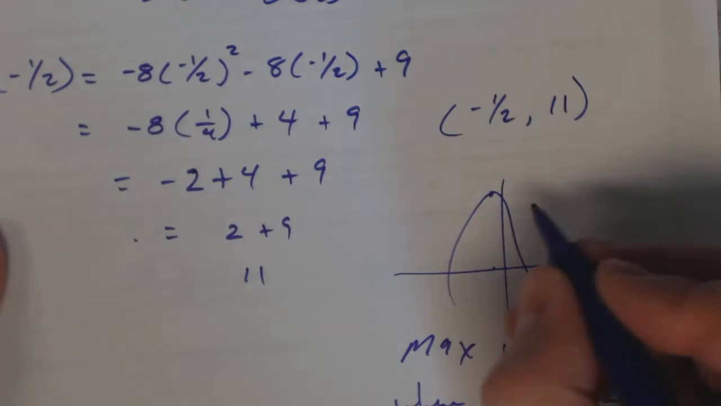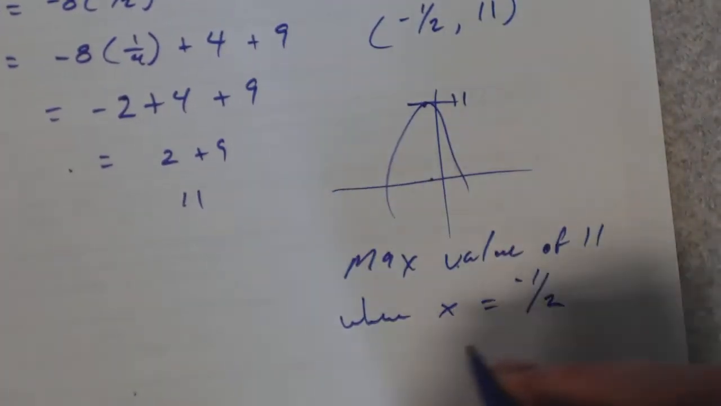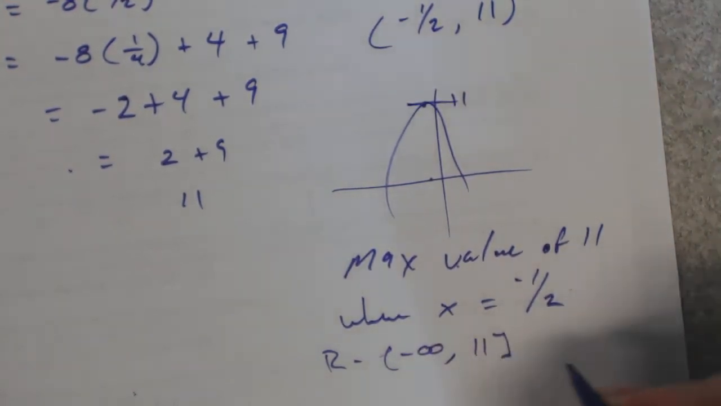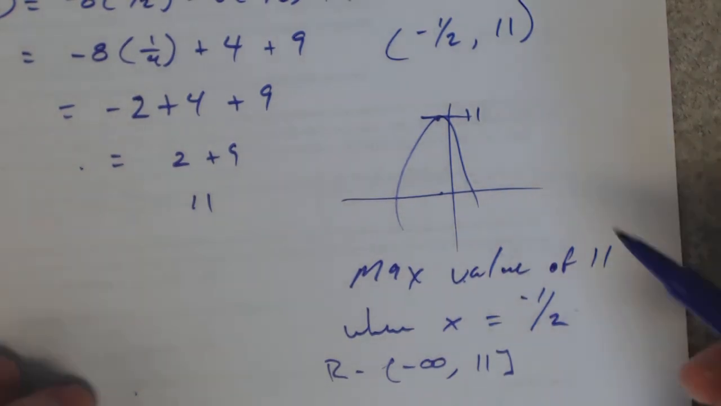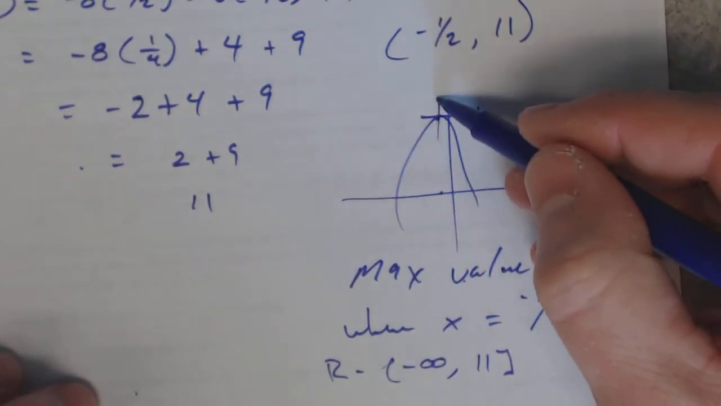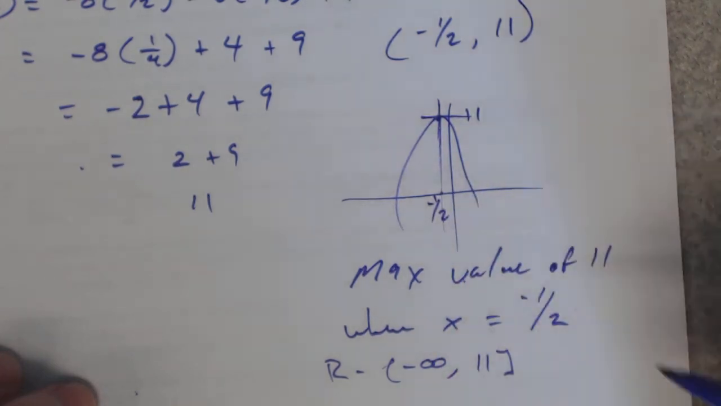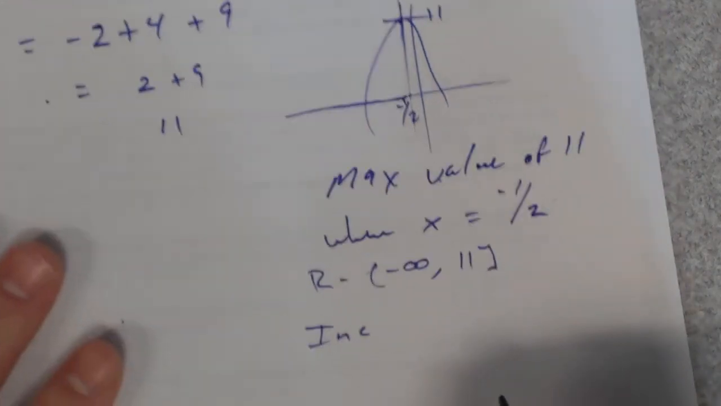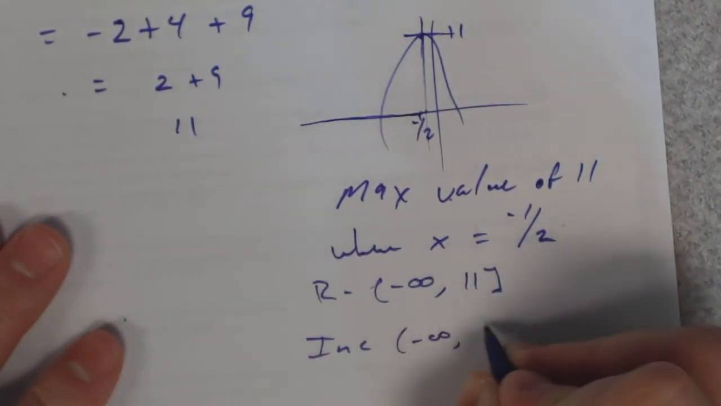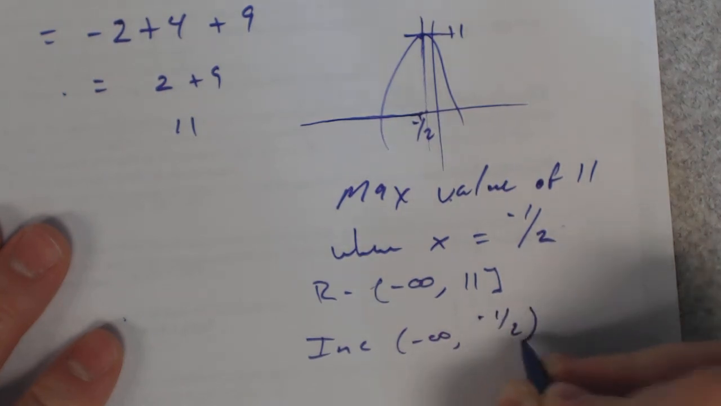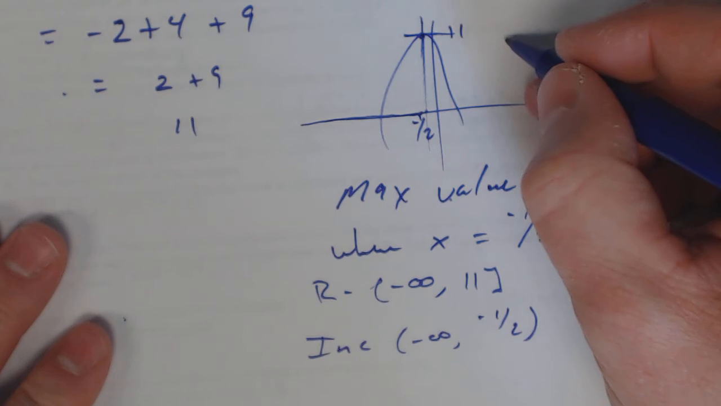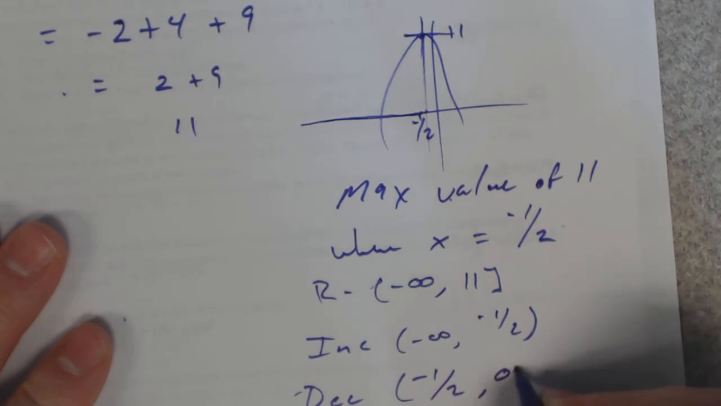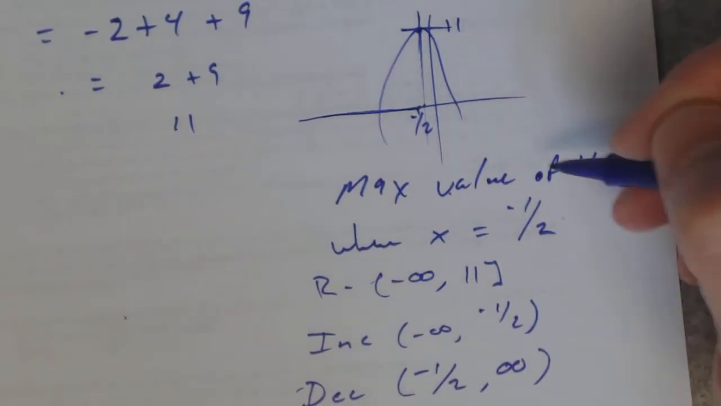And then what's the range? It tops out at 11. So the range is going to be negative infinity to 11, with a square bracket on the 11. Increasing and decreasing. It's increasing till it gets to here, which is negative 1/2. So from negative infinity to negative 1/2, the graph is increasing. And that means it's decreasing from negative 1/2 to positive infinity. Just because it's a parabola, it's never going to curve back up.